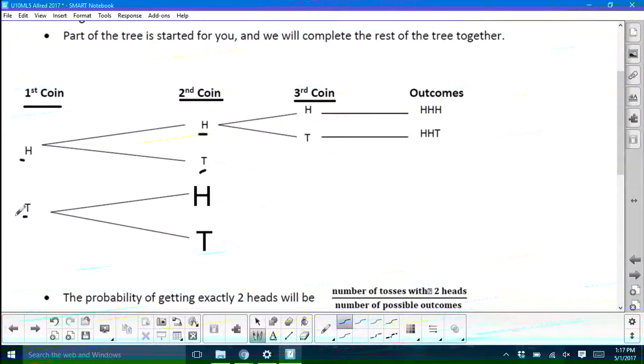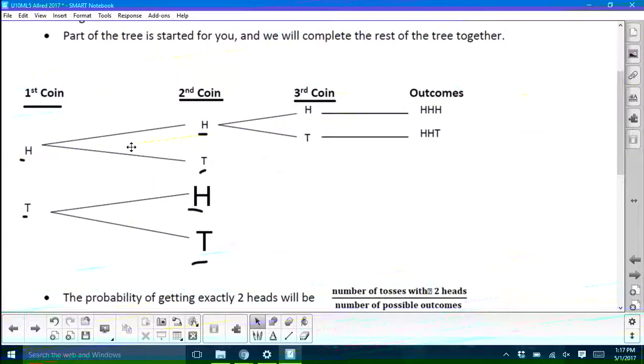If the first time you toss it, you got tails, the second time you toss it, 2 things could happen. You get heads or tails. See how I'm listing these different possibilities with these branches. I could have gotten heads and heads, or heads and tails, or tails and heads, and then tails and tails. Those are the 4 things that could happen so far.